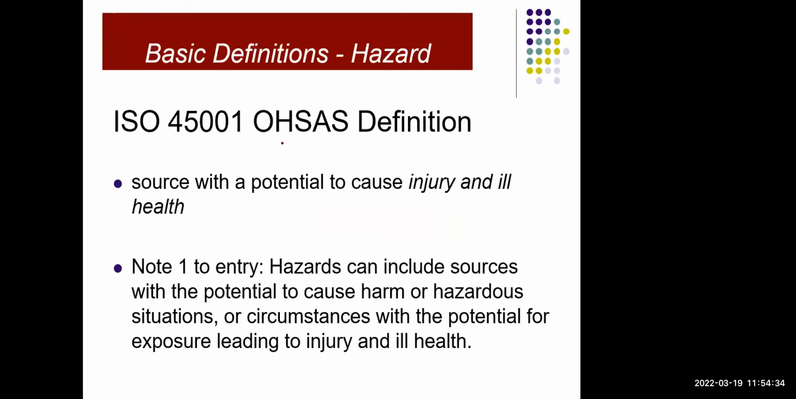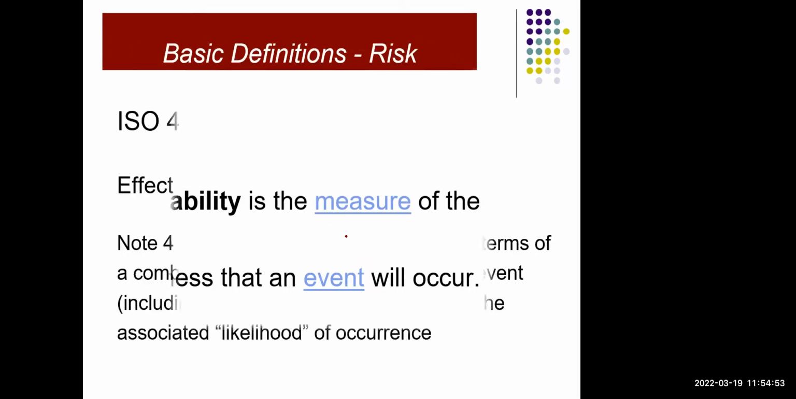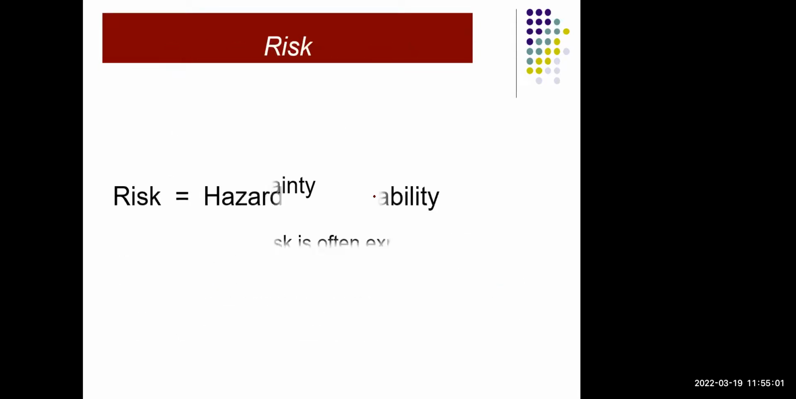This is the basic definition of a hazard as per ISO 45000. Earlier it was 18000, now it has become an ISO standard. Hazard is a source with the potential to cause injury. Probability is the measure of the likelihood that an event will occur. Just because a hazard is there doesn't mean the person will get affected. Risk is the effect of uncertainty, often expressed in terms of a combination of the consequences of an event. That's why we say risk is hazard into probability.